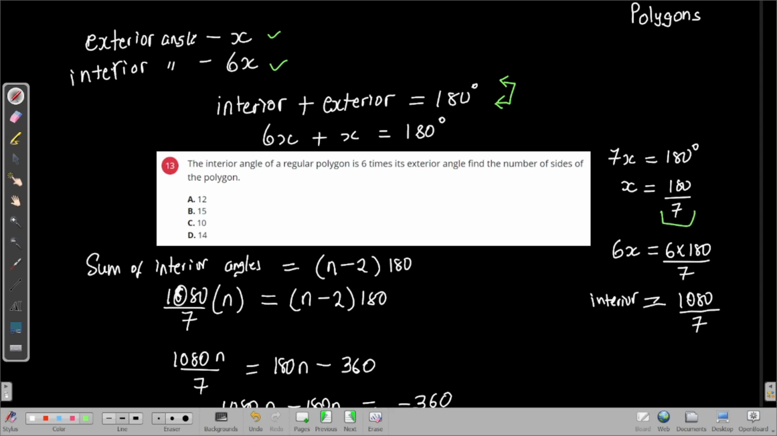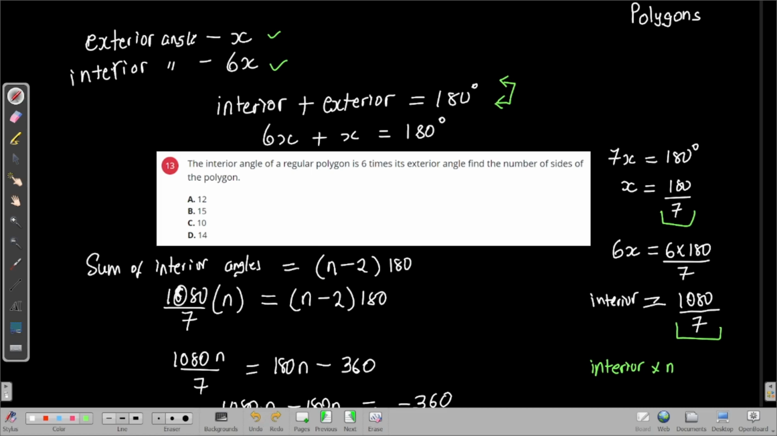But that x is the exterior angle. We're actually going to be working with the interior angle in the formulas. So the interior angle is 6x, so you just do 6 times 180 over 7, and that's this value. So this is one interior angle. Now for the total sum of interior angles, there are two formulas. Either you do one interior angle times n, or you use this formula.